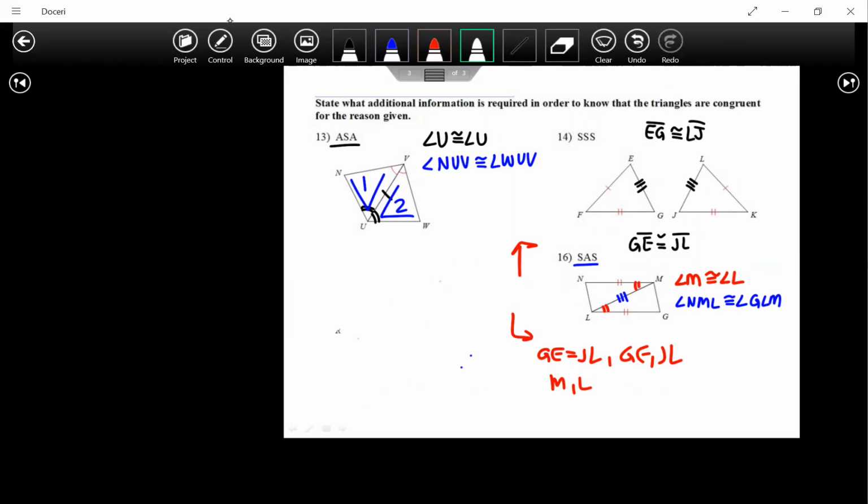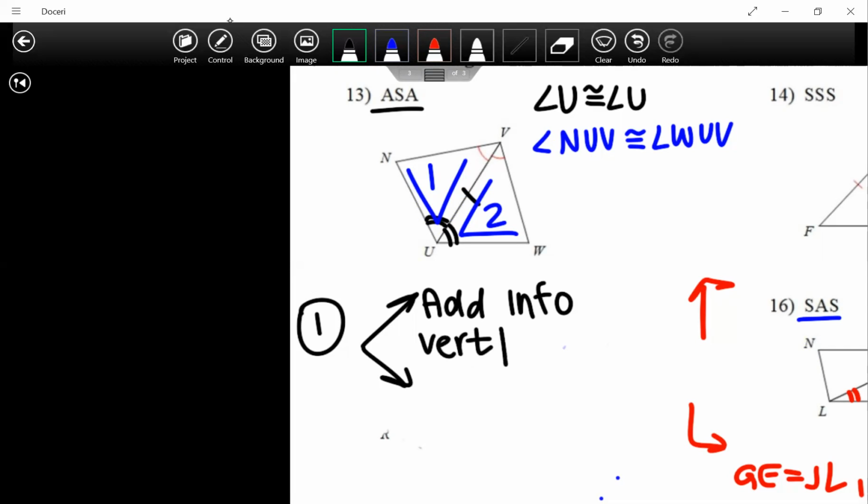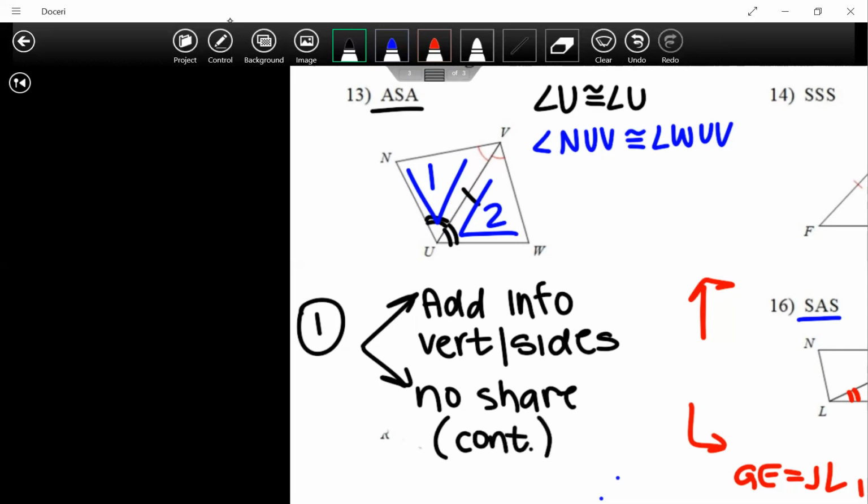So I'm going to erase this little part. If I had to give you steps for this, the first one would be to add info: vertical angles or sides. The first part would be to add information that you can. If they're vertical, add the vertical angles. If they share a side, add the side. If they don't share, continue.